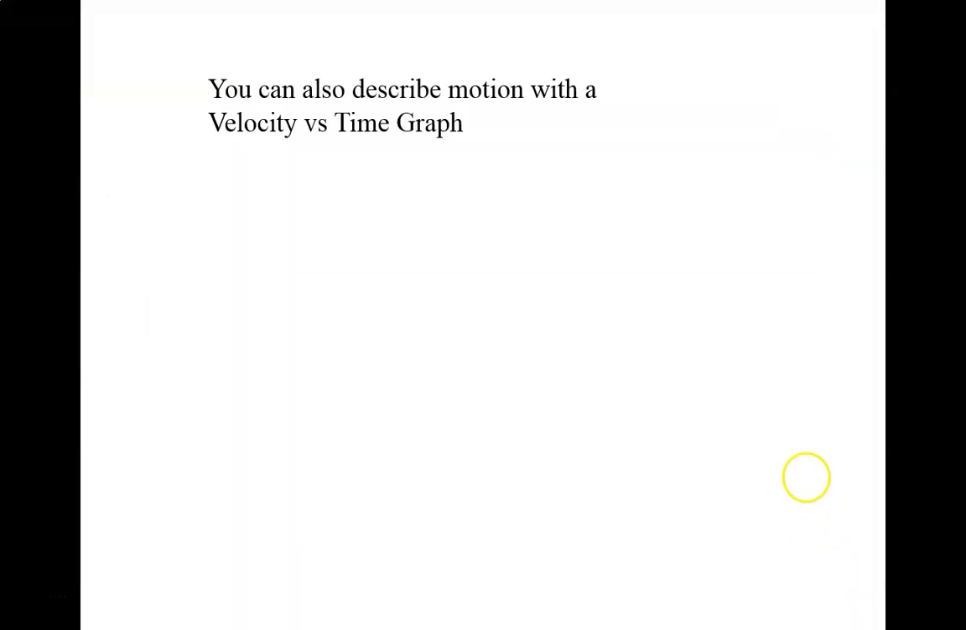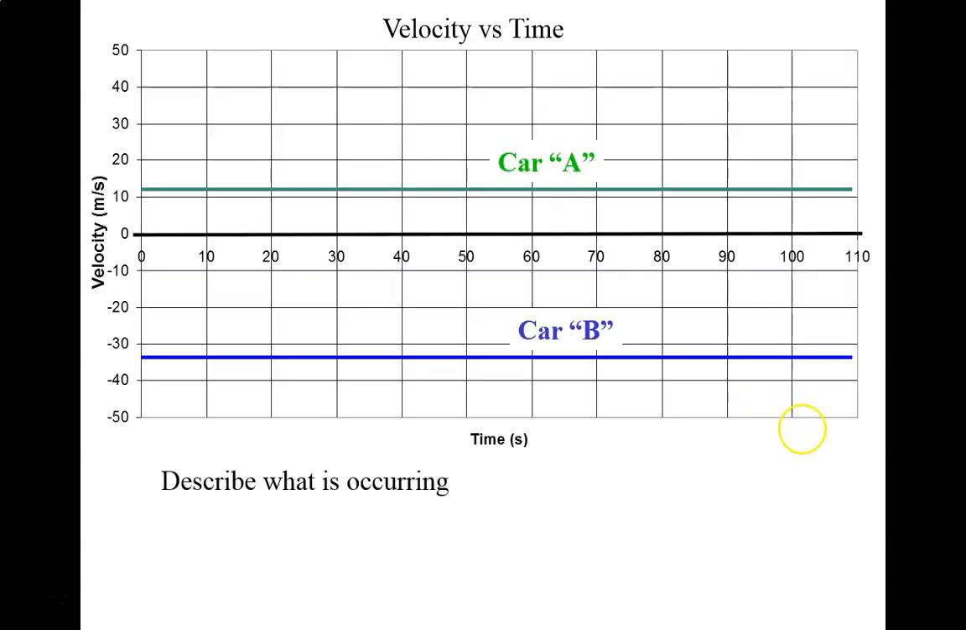Okay, so we've been working with displacement versus time graphs. Next thing we're going to be looking at is velocity versus time graphs, and these have to be read completely differently. For example, we have time along the x-axis just like before, and now we've got velocity on the y-axis. Notice that there's a 0 in the middle, and there's a positive region of the velocity and a negative region of velocity.